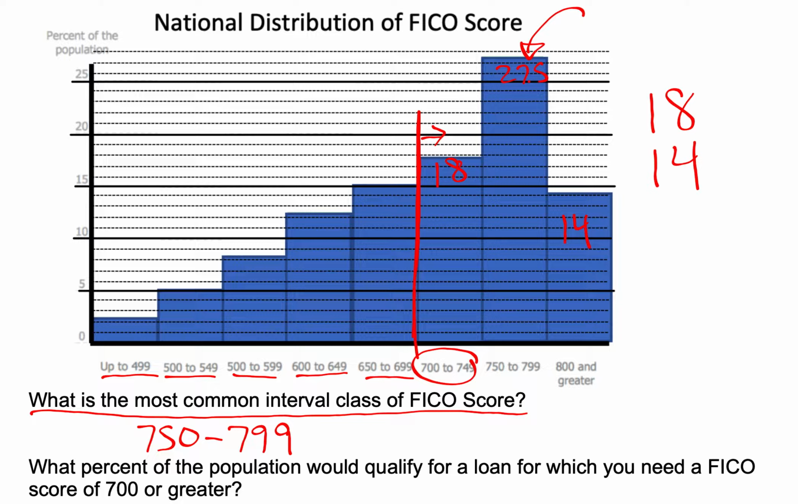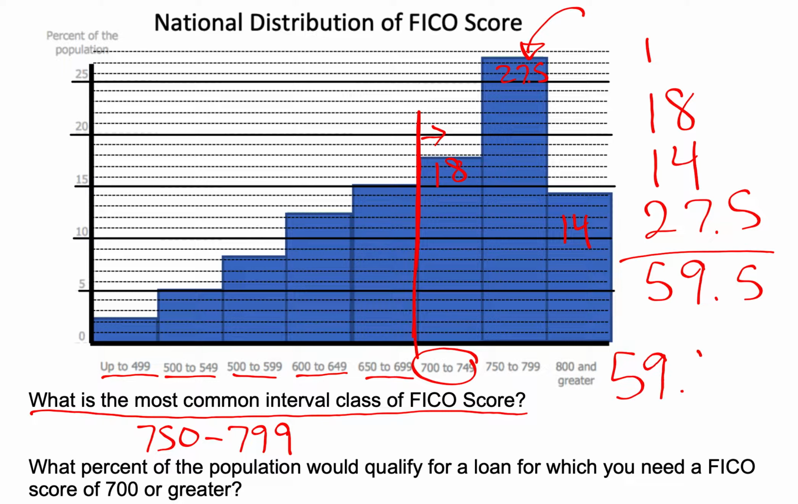So if we add these together, we would get a percent that we expect to be able to get that loan that we were talking about. So if you need a 700 credit score in order to get a certain loan, there's 59.5% of the population that would be able to get that loan. I guess that means the other 40.5% would not be able to get that loan.